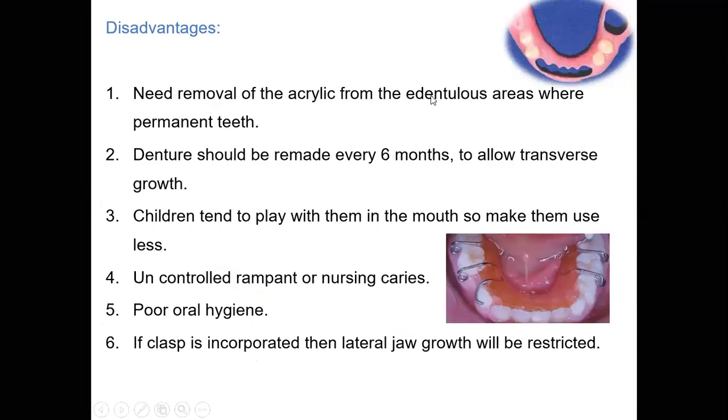Disadvantage: they need time to time removal. For example, in this case, can you see here, this space maintainer is given. Here the deciduous teeth are lost, and now we have trimmed them. Before, we gave some artificial teeth over here. Now when the time of eruption of the permanent teeth is near, we need to trim these spaces. We need to leave them open for the permanent teeth to erupt into the oral cavity. So they need timely removal of acrylic on the edentulous areas.